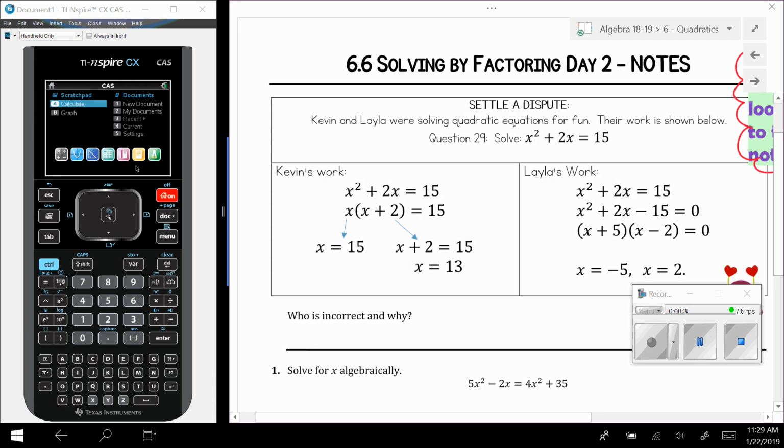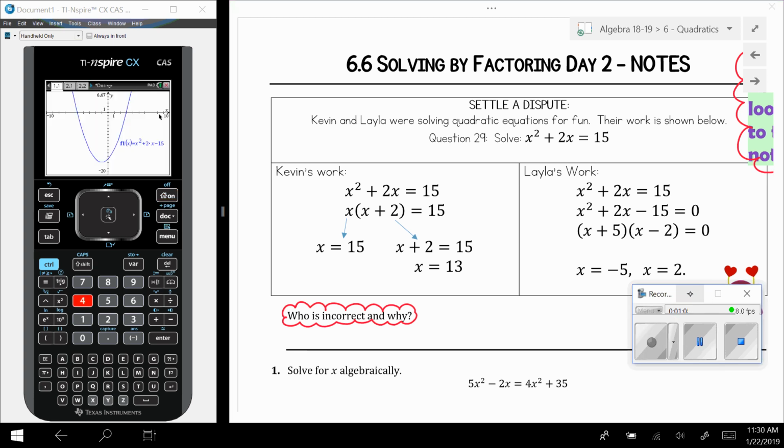So Kevin and Layla are two friends, and they're solving quadratic equations for fun. Below is their work. They're supposed to be solving x squared plus 2x equals 15. So I'll give you a second to look through both of their work, and I want you to decide. One of them did the work incorrectly. Who is it? And why do you think that the work that they did was incorrect?